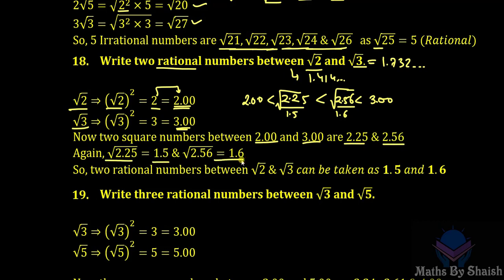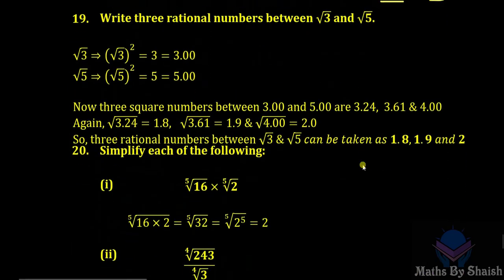And hence, we know already the squares, and hence the two rational numbers between root 2 and root 3 can be 1.5, 1.6. Otherwise, I told you in the case of irrational numbers, if you want to find rational numbers, there is 1.4, 1.7, there is a gap, we can get 1.5, 1.6 directly, and we can write our answers. So there are infinitely many rational numbers, but we focus on a few.